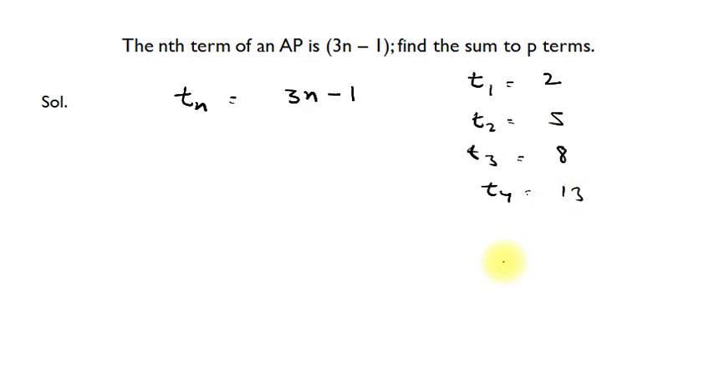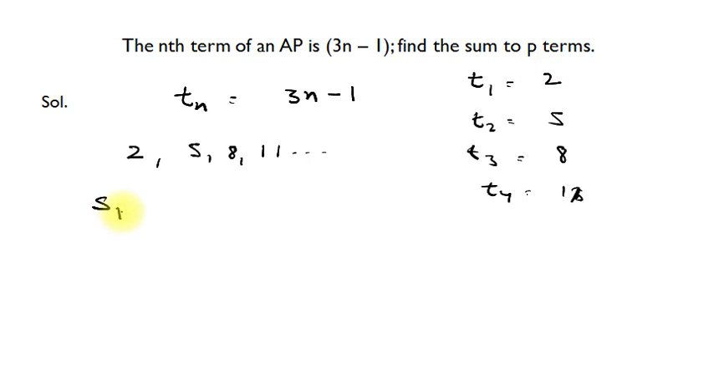So we get the value of Tn if we put different values of n, and we get the sequence 2, 5, 8, 11, because if we put n equal to 4, we have 12 minus 1, that is 11, and so on. So this is the series. Now here we have to find the sum of the series up to p terms.